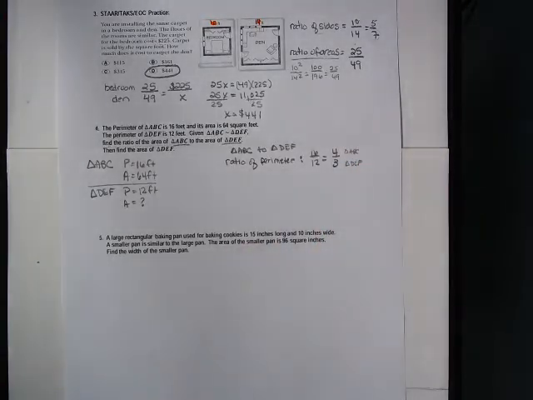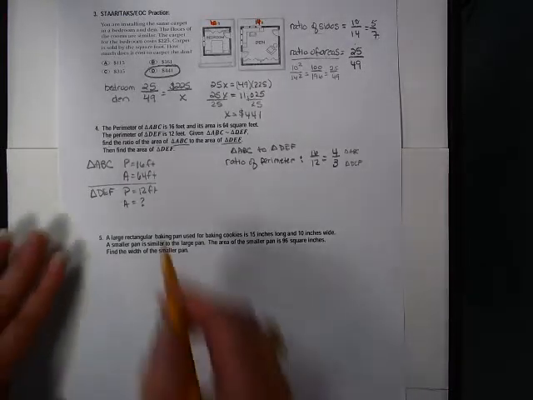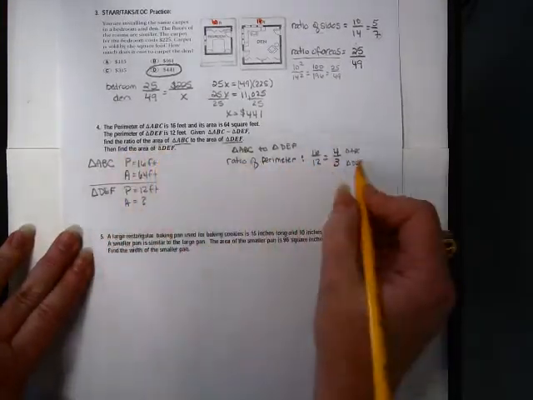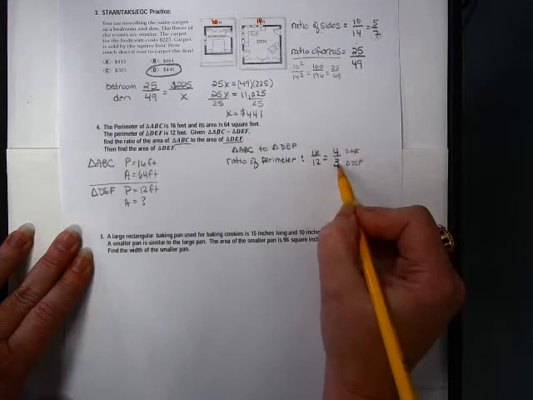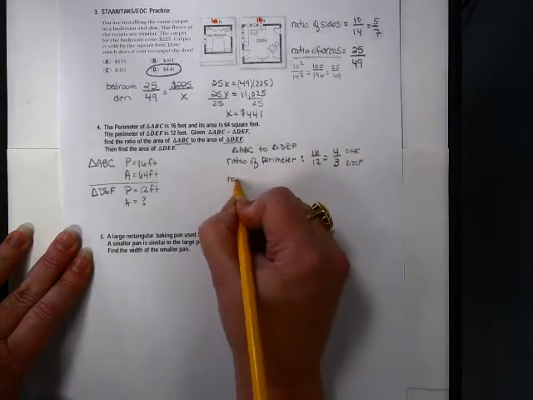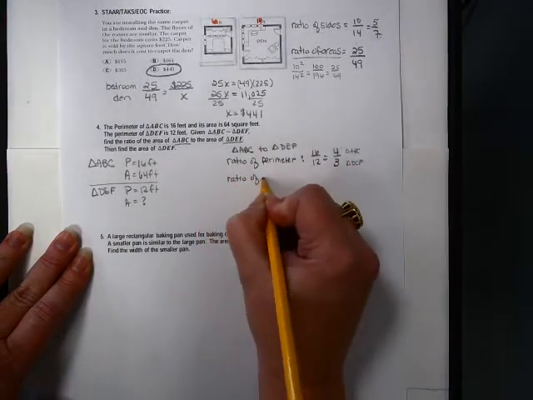Next, find the ratio of the areas. So remember, I take this and I square each one. Ratio of area.